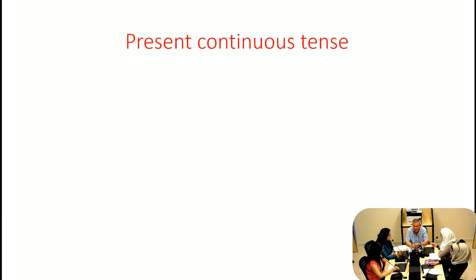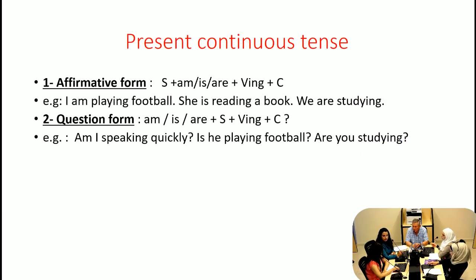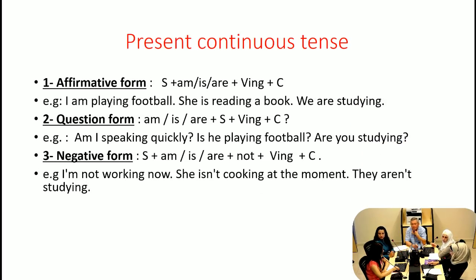Next, Ms. Samahir. Present continuous tense. The first form is the affirmative form. We use subject, the verb to be, am, is, or are, plus the verb with ing and the complement. Example, I'm playing football, she's reading a book, we are studying.